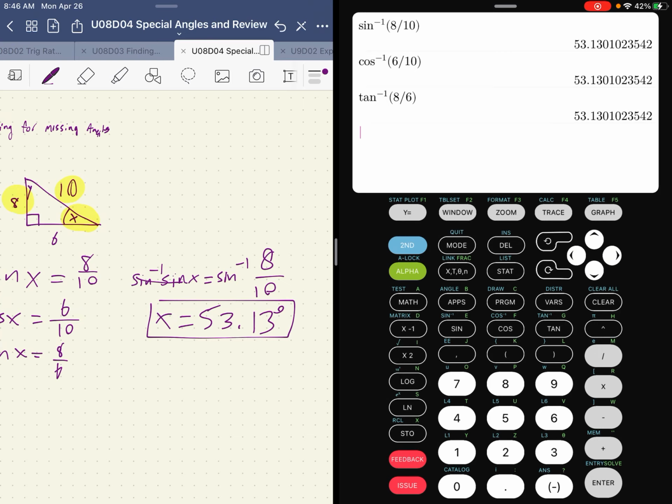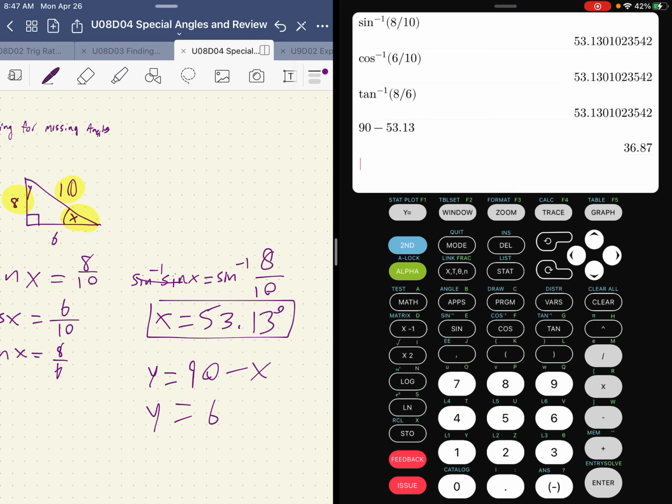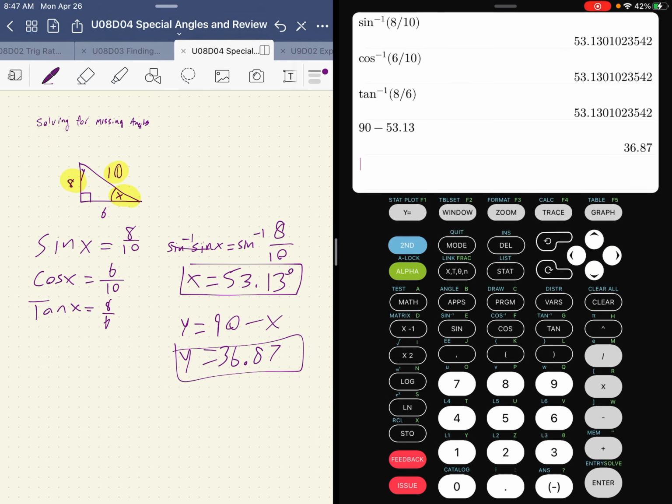If we wanted to find the measure of angle y, all we have to do is take 90 and subtract x from it. So y should be equal to 36 point something. So we'll just do that real quick. 90 minus 53.13 is equal to 36.87. So that is the measure of y by just completing it with the triangle sum theorem.